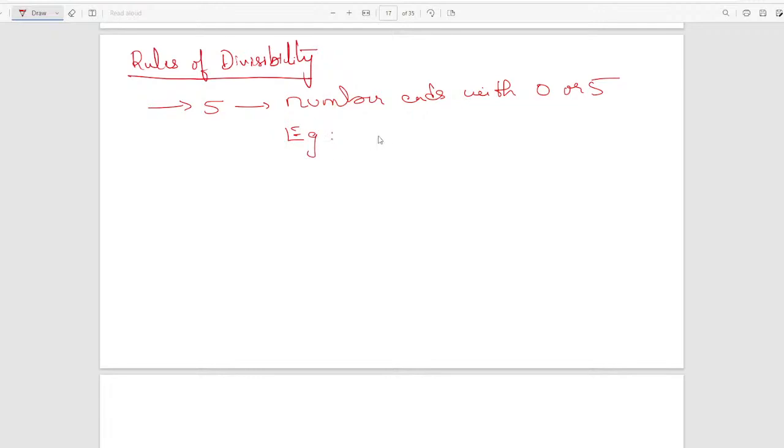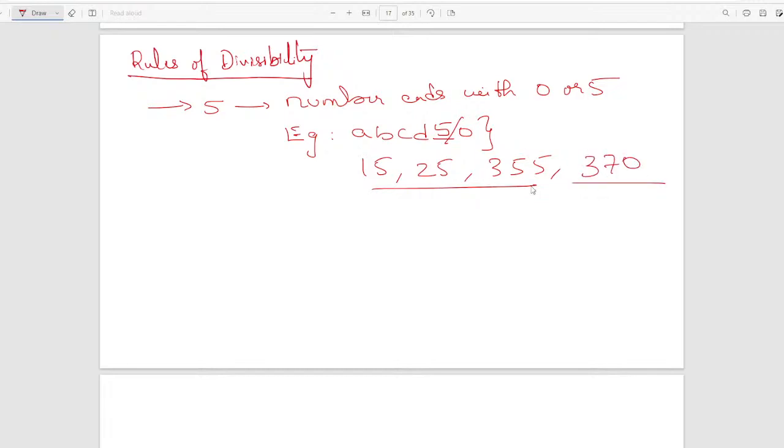For example, any number, you can call this ABCD, where A, B, C, D are digits, and if the last digit is 5 or 0, this number would be divisible by 5. For example, 15, 25, 355, 370, all these numbers are divisible by 5.